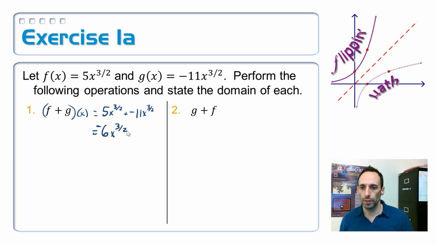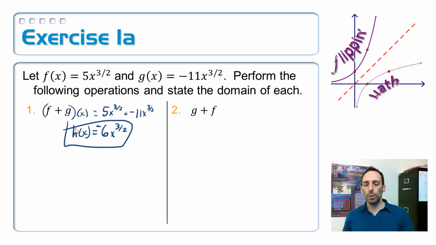Actually, that's negative. And so that's what I'll call h. That's what I should call that. Right? H of x. So there's this one. Now we have to figure out what the domain is going to be.